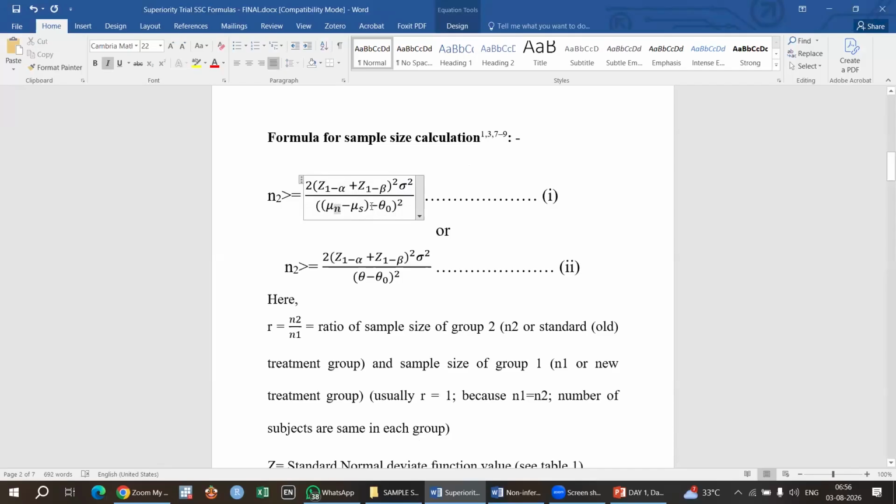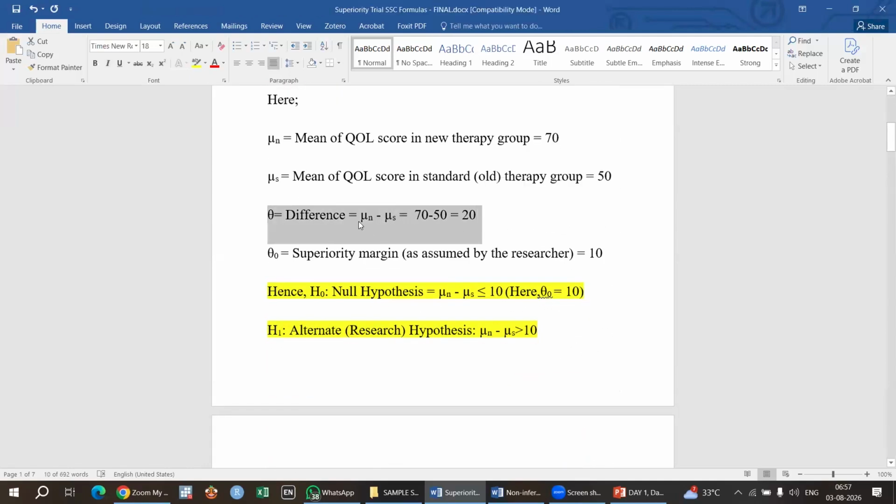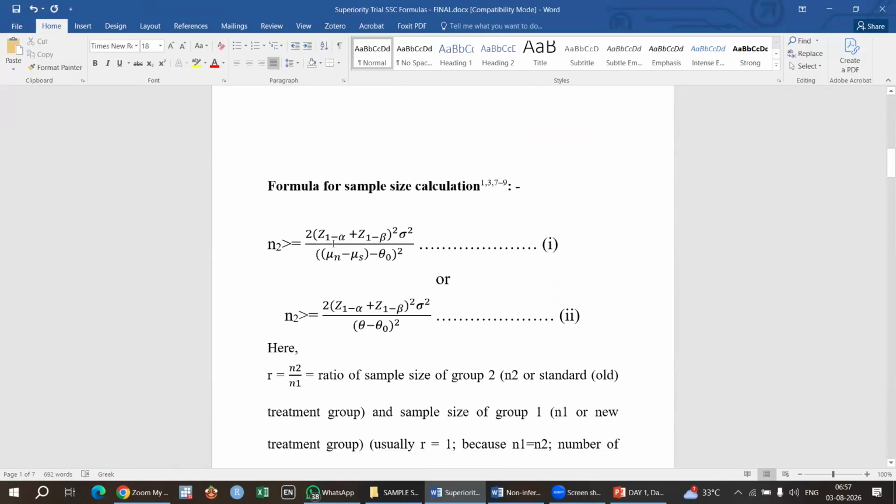And then we have to subtract theta 0. What is theta 0? It is the superiority margin, squared. Okay. And we can write down here, please see this, this difference mu1 minus mu(s) as theta. So we can write theta in the place of this. Please see this. I have written theta. So it is theta minus theta 0. Theta is the actual difference, and theta 0 is the superiority margin.